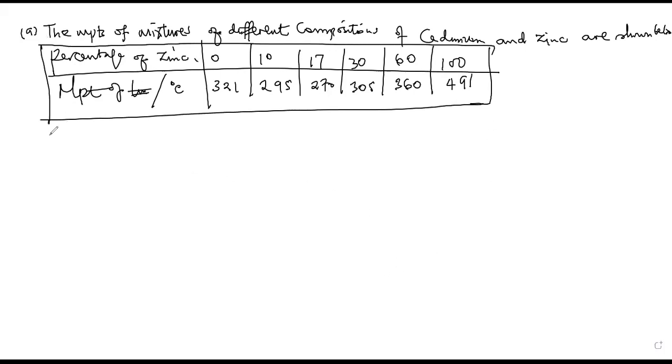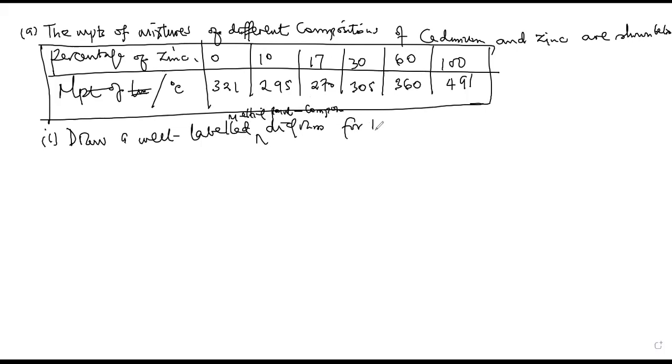So Roman 1 is: draw a well-labeled melting point composition diagram for the cadmium zinc mixture. That is part 1.